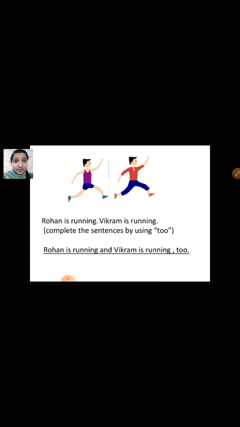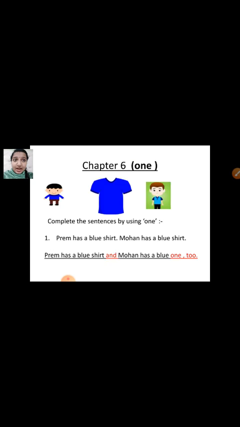I hope you remember your chapter number 5 of Active English. Now, today we are going to study Active English chapter number 6. Here you are going to add "one". How are you going to add the word "one"? Let's see. Complete the sentences by using "one".